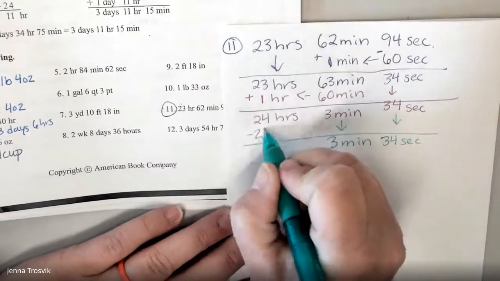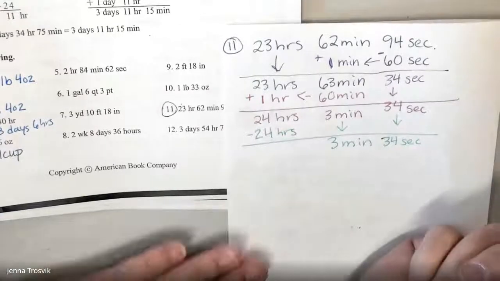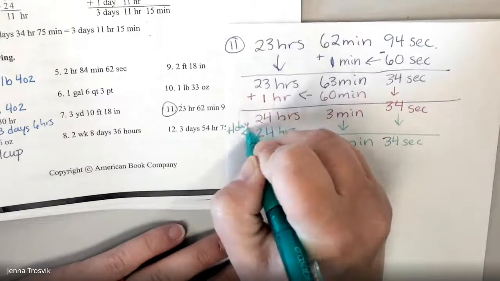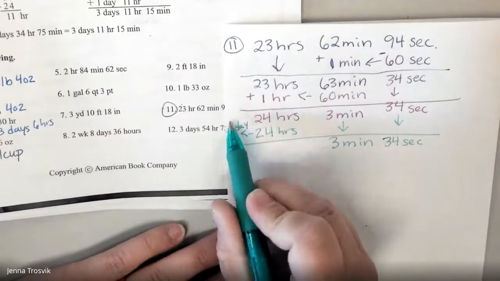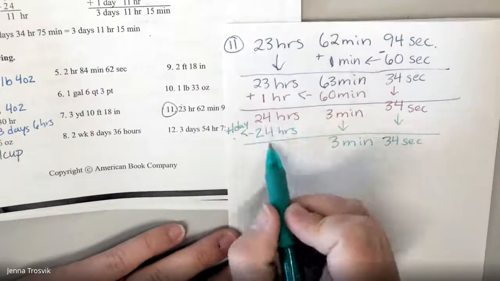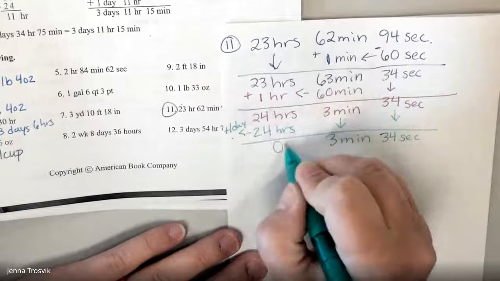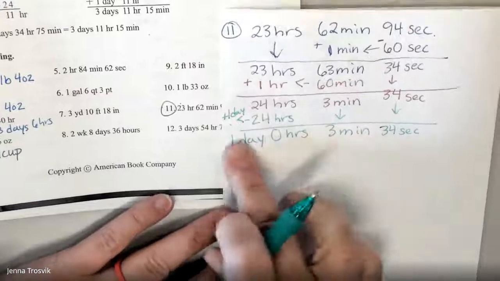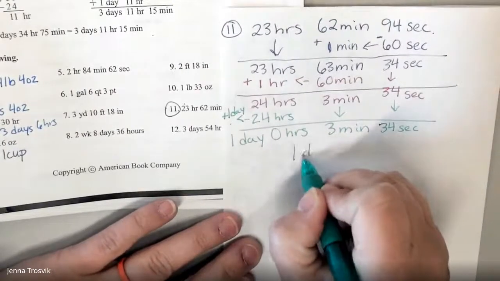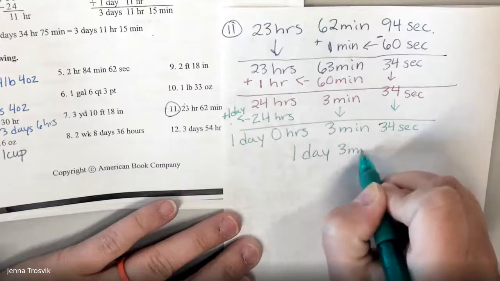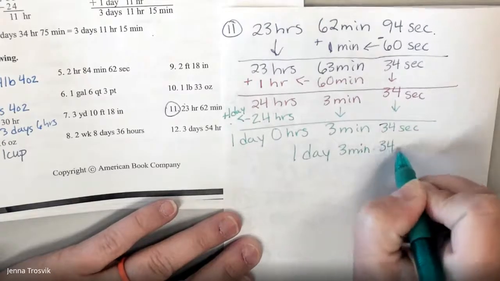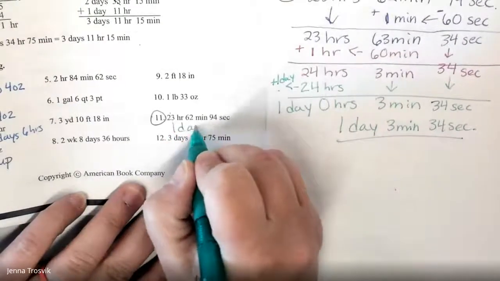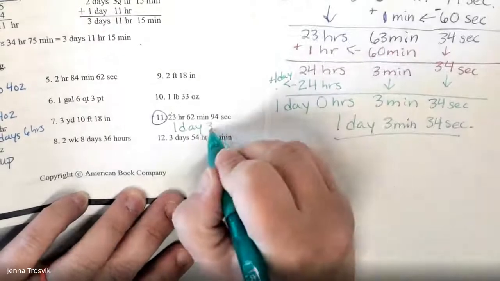And then I'm going to take 24 hours away from 24 hours because it's going to turn into 1 day. So we have to add 1 day. We had no days fully over here, but now we do. So this leaves me with 0 hours and 1 full day. Anything that has a 0 we can leave off. So I have worked 1 day, 3 minutes, and 34 seconds. There would be our final conversion for number 11.